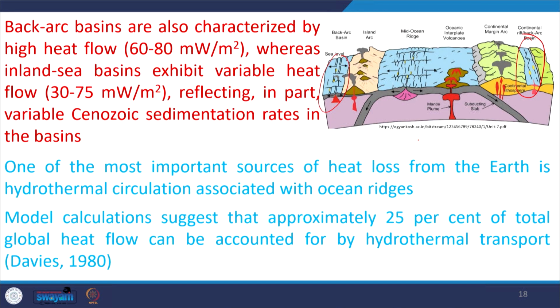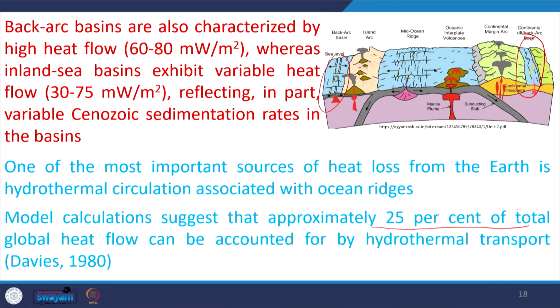So, this is one of the most significant methods of heat production and heat circulation at the mid-oceanic ridge system. Modern calculations suggest that approximately 25% of the total global heat flow can be accounted for by hydrothermal transport. This ocean ridge is around 75,000 kilometers in length, and around 50 to 100 kilometers wide.